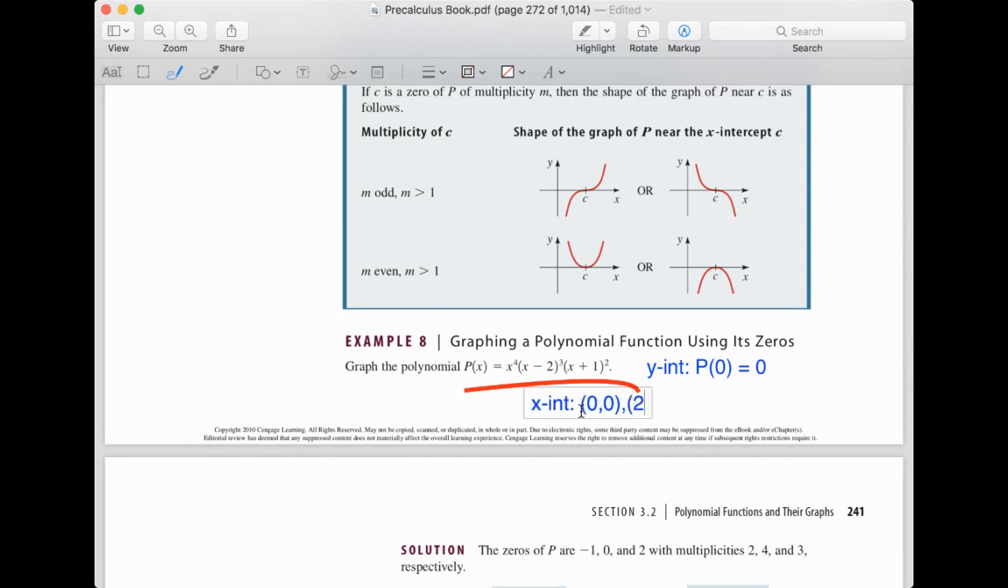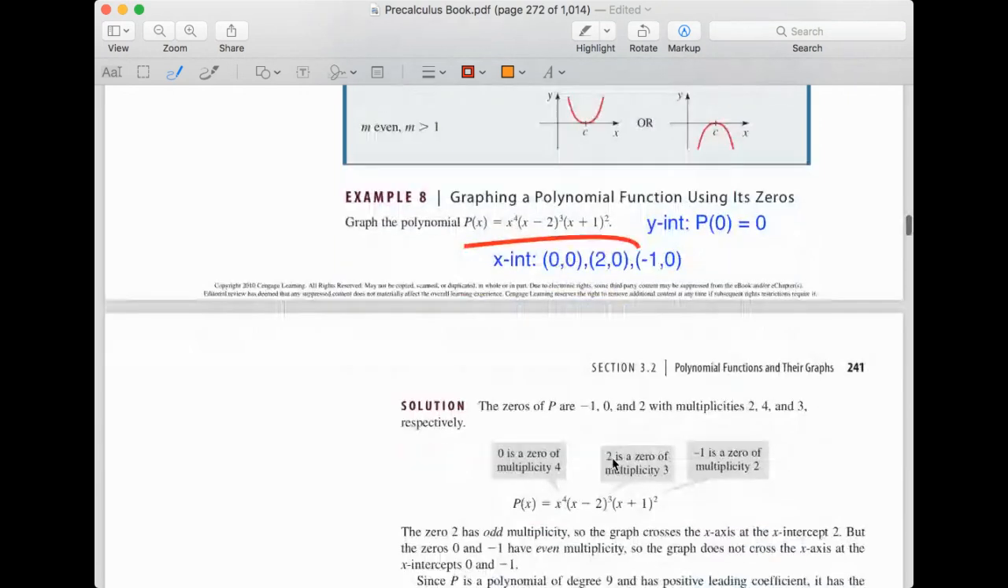The next root is 2, so we write (2, 0). The next root is -1, so (-1, 0). Right? Because if x is 0, the polynomial equals 0. If x is 2, 2 minus 2 is 0, so we will get 0. If x equals -1, -1 plus 1 will be 0. So we have 3 x-intercepts and 1 y-intercept.